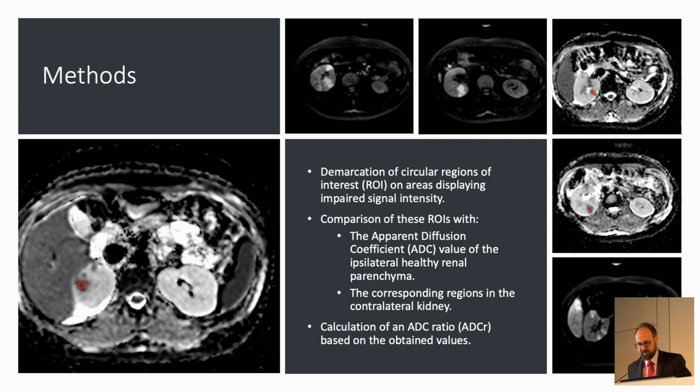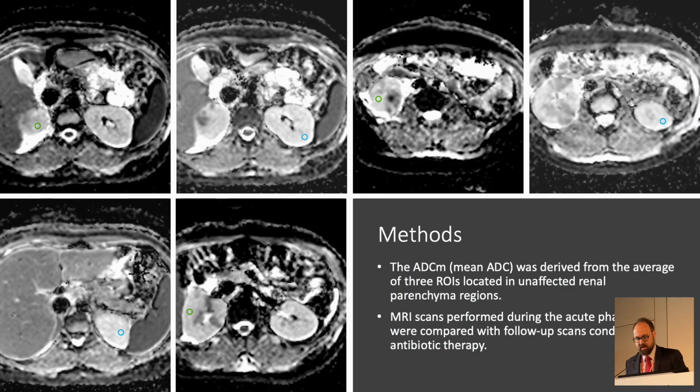Demarcation of circular regions of interest, ROI, on areas displaying impaired signal intensity. Comparison of these ROIs with the apparent diffusion coefficient value of the ipsilateral healthy renal parenchyma and the corresponding regions in the contralateral kidney. Then calculation of an ADC ratio based on the obtained values. The mean ADC was derived from the average of 3 ROIs located in unaffected renal parenchyma regions. MRI scans performed during the acute phase were compared then with follow-up scan conducted after antibiotic therapy.